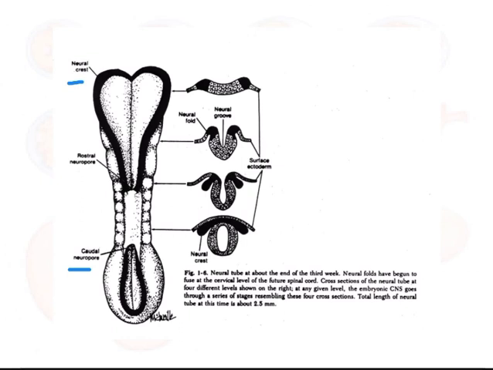So this is how it looks. This is the neural fold again. This is the groove, as we say, and this is the crest and this is the tube. This is the neural tube at about the end of the third week. They still have not developed as a full-term infant. Neural folds begin to fuse usually at the cervical level of the future spinal cord. A cross section shows what it looks like.